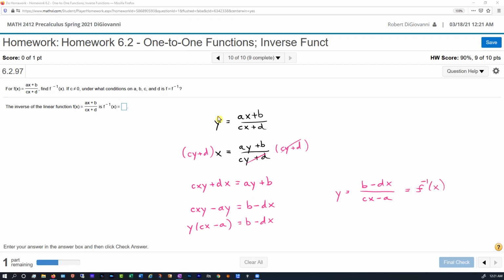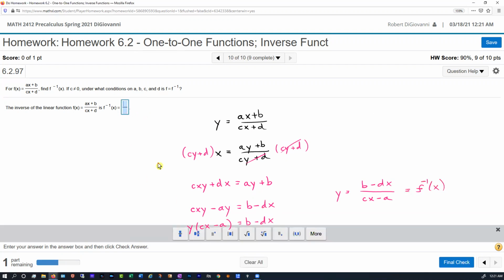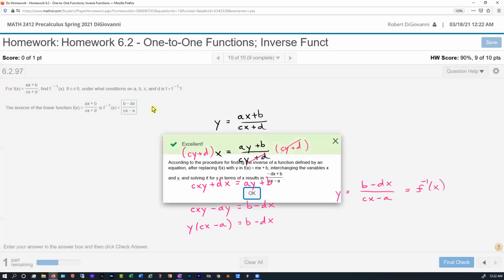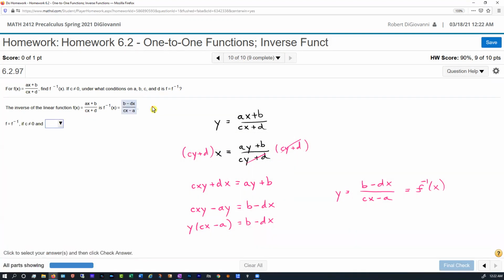Let's go ahead and type that in, see what we get here. It's a fraction. It's b minus dx over cx minus a. Hopefully it'll take it like that. Yes, okay.